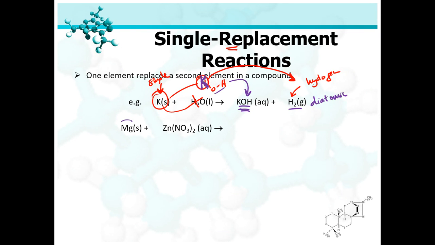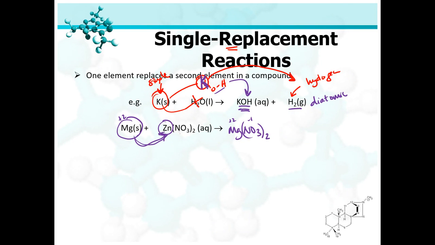This one, same idea. This magnesium is going to come in. It's going to knock zinc off of the nitrate. Magnesium is going to replace the zinc. So now instead of having zinc on nitrate, we're going to have magnesium on nitrate. Remember that magnesium has a +2 charge when it's in a compound. Nitrate is a -1 charge, so I need 2 nitrates to balance out the +2 of the magnesium.